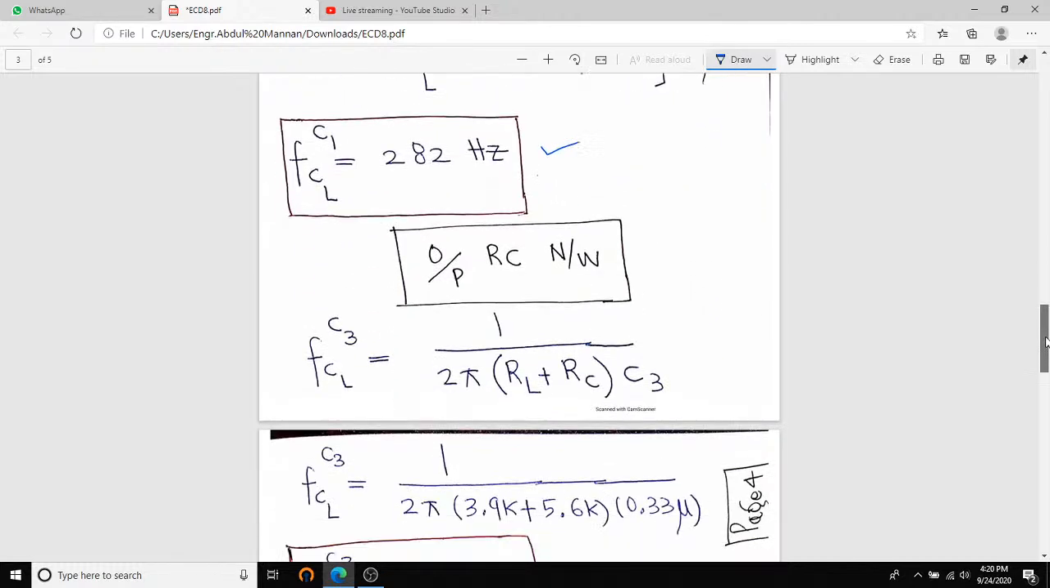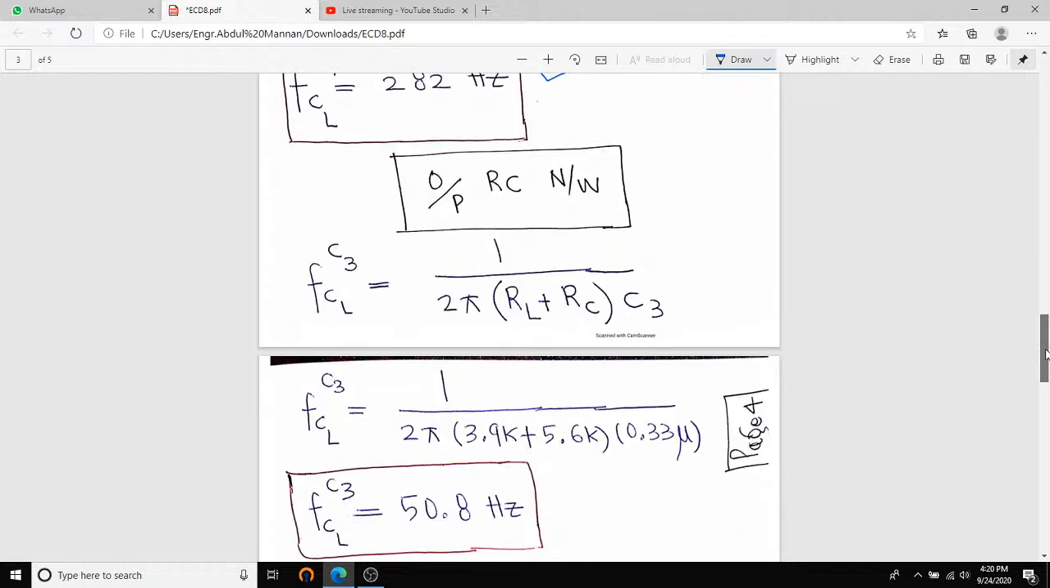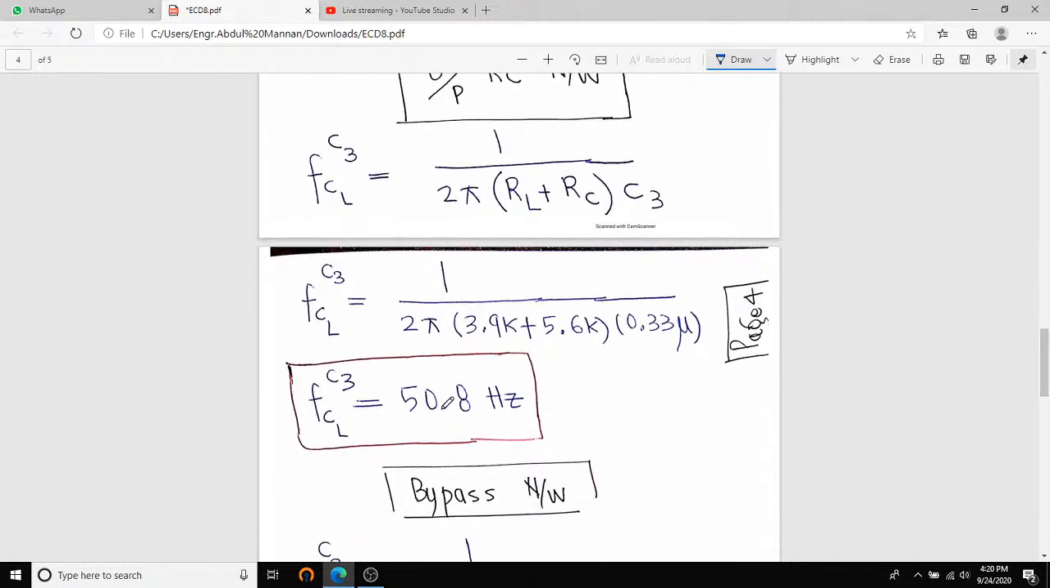And let's come to the output coupling capacitor. We studied the expression, that is 1 over 2 pi times RL plus RC times C3. Putting these values in, this is 50.8 hertz.